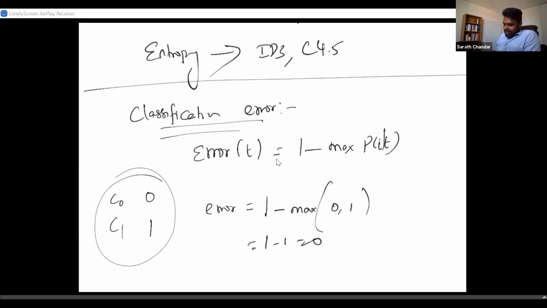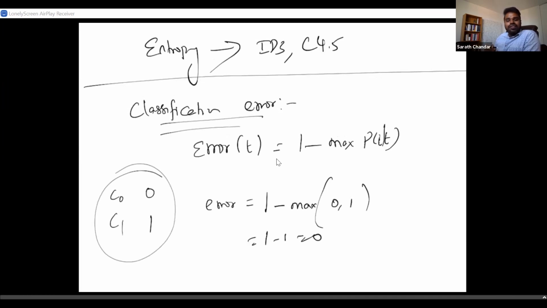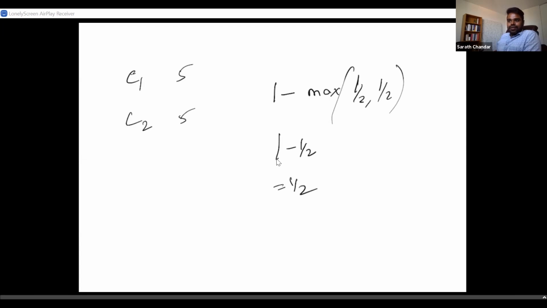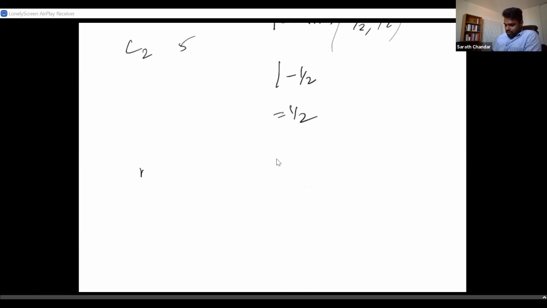So what is error? The error basically means that if you have two classes, whichever is the majority class, you assume that is the true class, and you compute the error to be the rest. To give you another example, let's say C1 is 5 and C2 is 5. What would be the error here? It's 1 minus the max, where the probability for the first class is 1 by 2 and the second class is 1 by 2. So it's 50% error, 1 minus 1 by 2, which is equal to 1 by 2. Now, what's the range of this? The minimum is always 0, and the maximum is given by 1 minus 1 over NC.